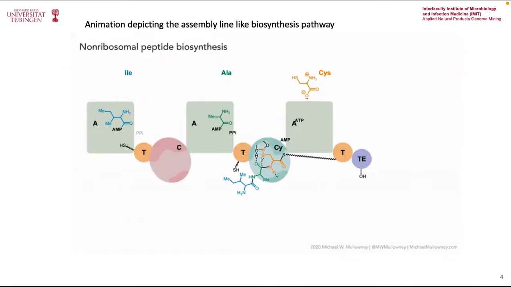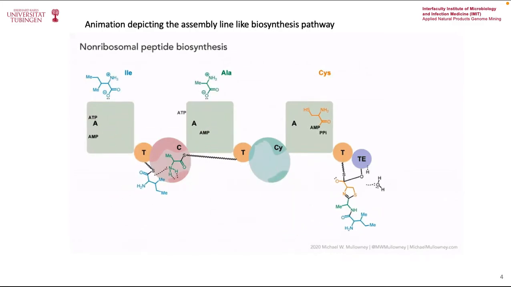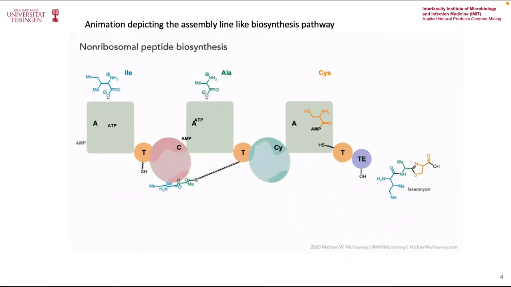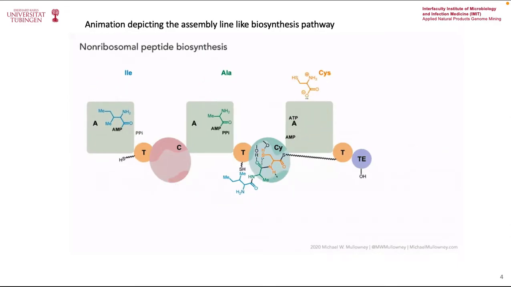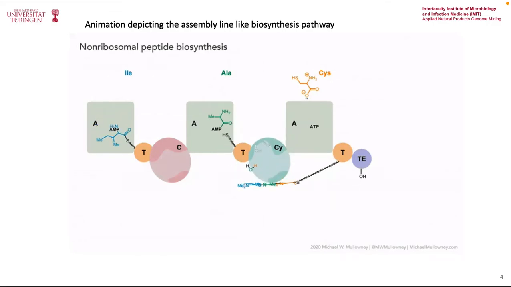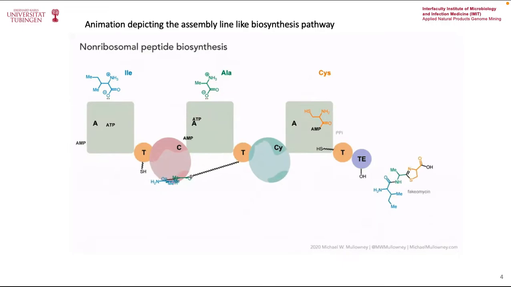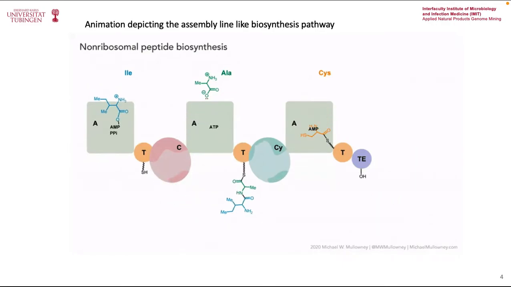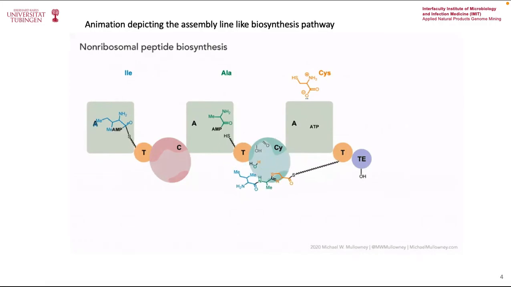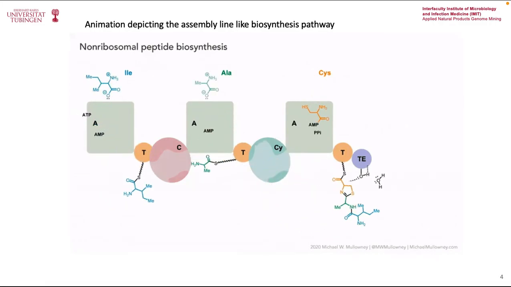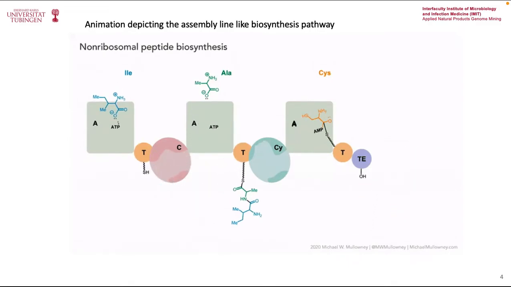The cartoon animation shown here nicely depicts the assembly line-like biosynthesis pathway of NRPS. A hypothetical phacomycin compound is shown. The adenylation, thiolation, condensation, and thioesterase domains and their respective reaction animations are shown. With this brief introduction to the nuts and bolts of biosynthetic gene clusters, let us jump into the first project.